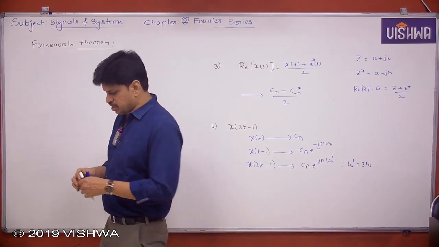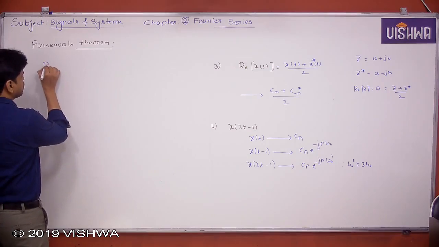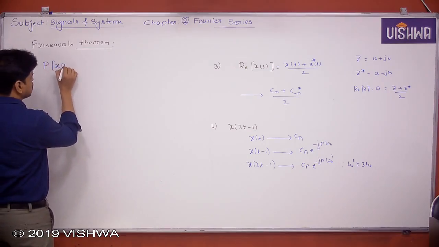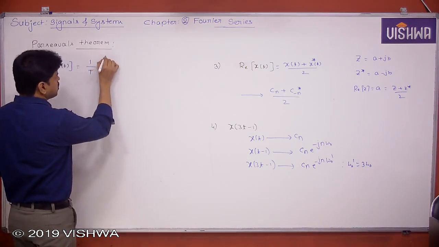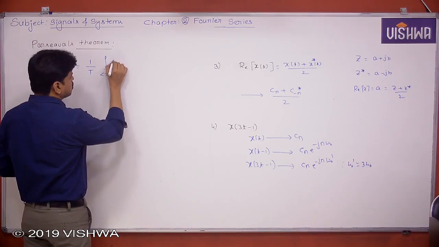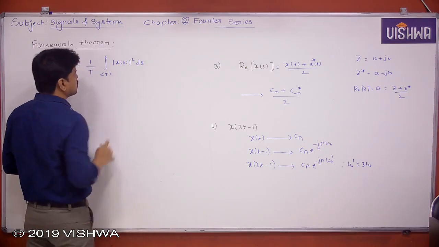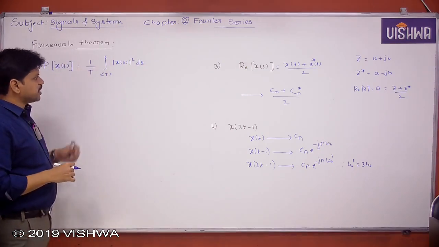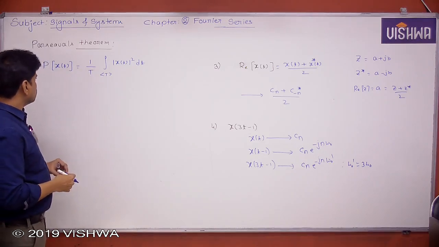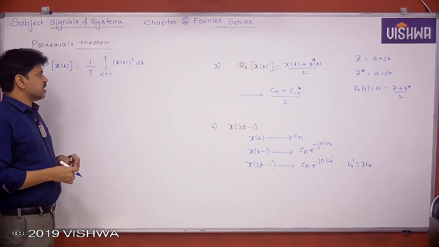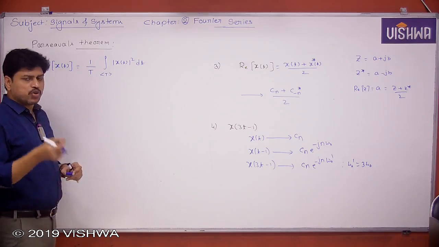In general, how can we calculate the power of x of t? If you know x of t, we can directly use the formula 1 by T, integration over a period, mod x of t whole square dt. This is the power formula if it is a periodic signal. Now, Parseval's theorem is saying that you can find it using this formula if you know x of t. But what if you know Cn?